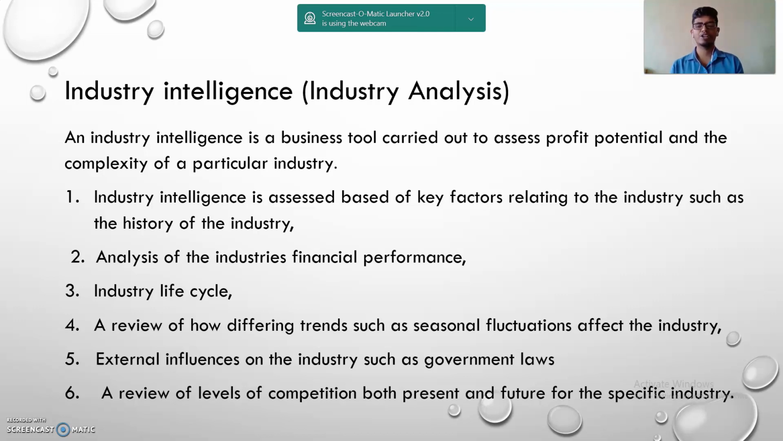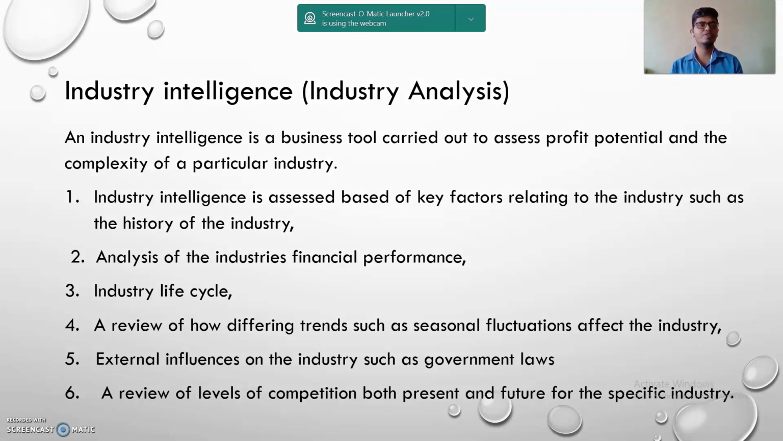Remember, a review of the levels of competition, both present and future, for this specific industry. So from industry to industry there is definitely competition, and even relations. Okay, many industries will go hand in hand and many industries will compete with each other. So we need to understand the competition between industries and within industries, which is presently there, and future possible industry competition too we need to consider.